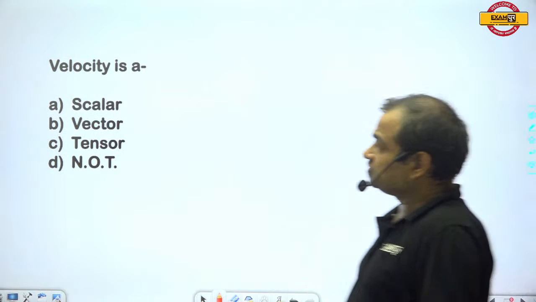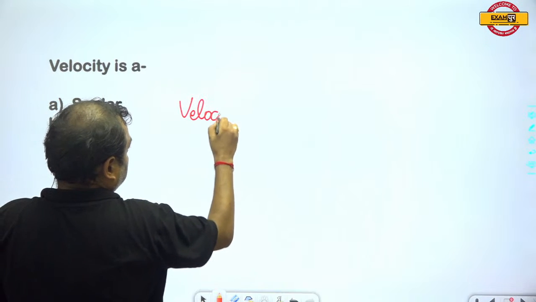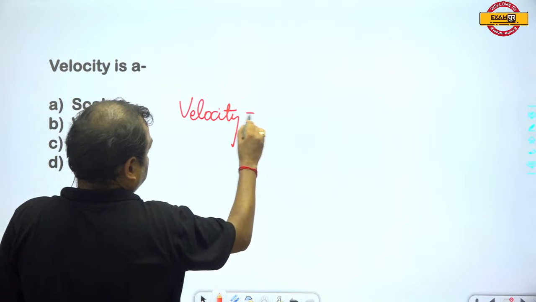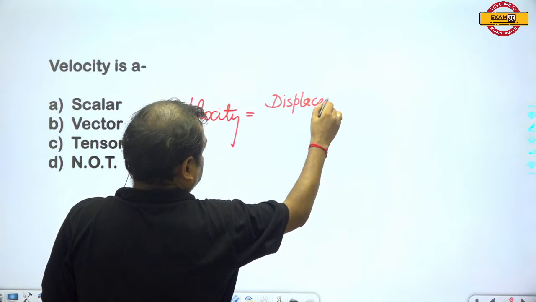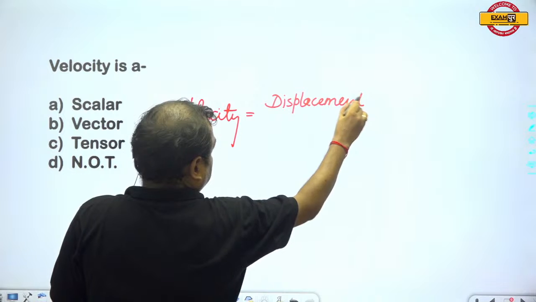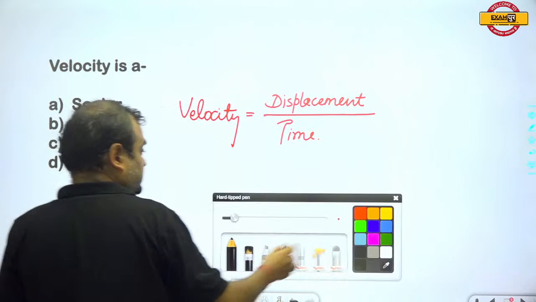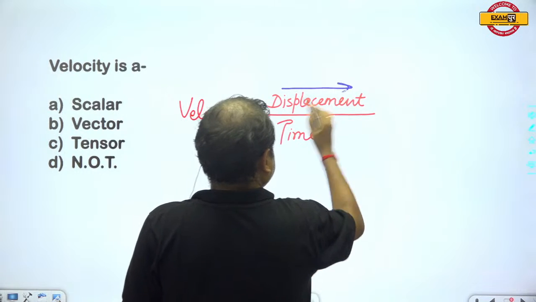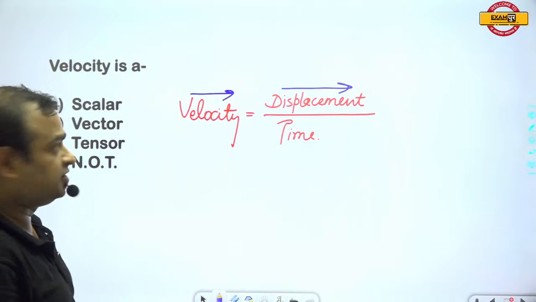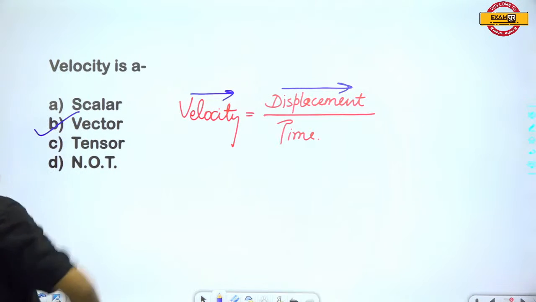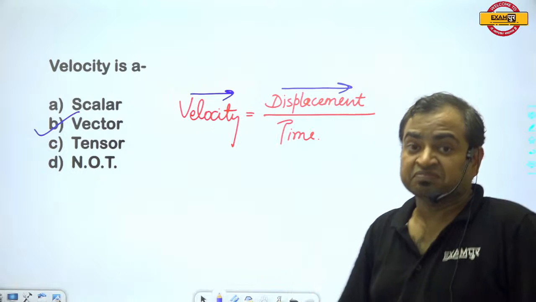Velocity is, actually, displacement upon time. Displacement is a vector, hence the velocity will also be a vector quantity.